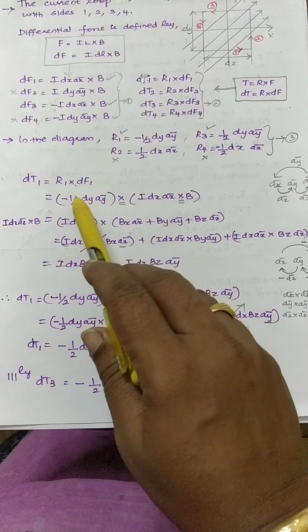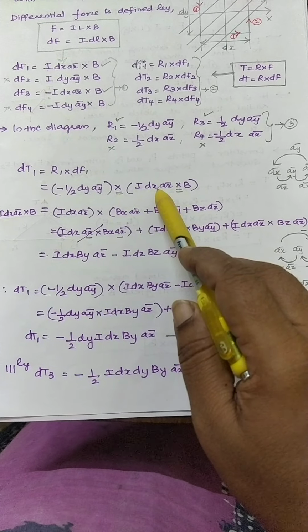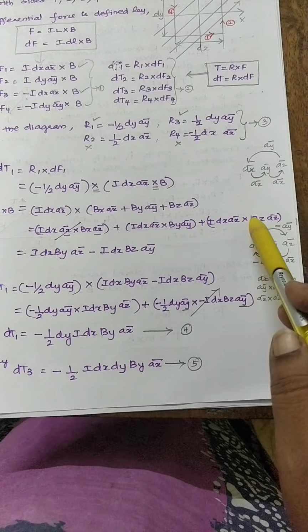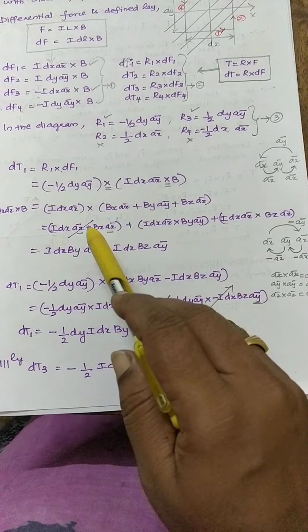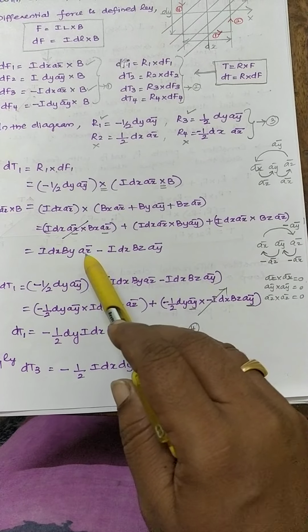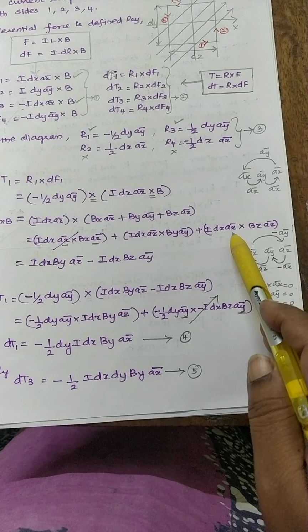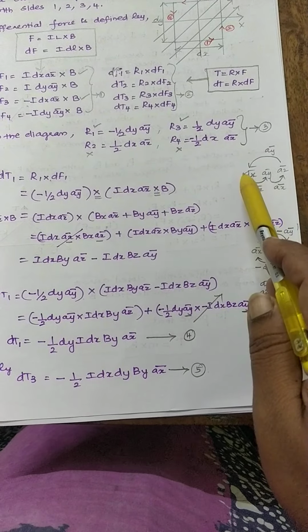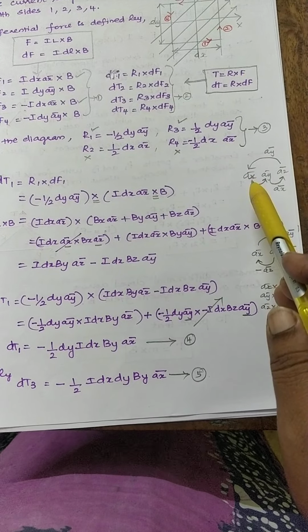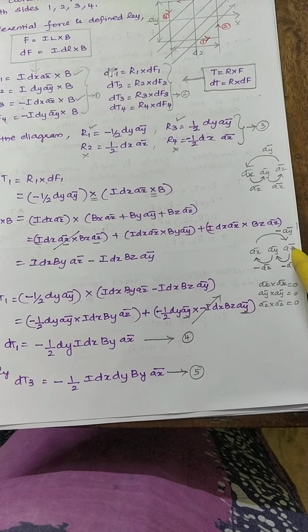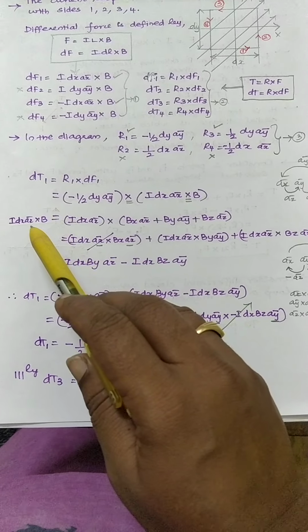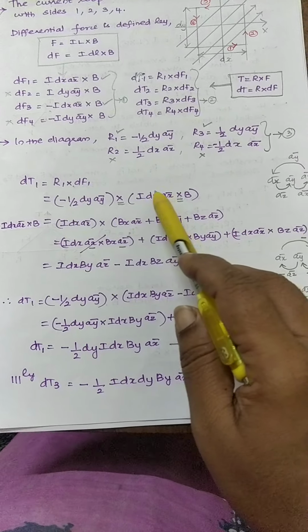So let me start substituting. Minus half dy of Ay cross bx of Ax plus by of Ay plus bz of Az. Expand this. Now Ax cross Ax is equal to 0. First term is vanished. Ax cross Ay is equal to Az. Whereas Ax cross Az you need to find out. So it is minus of Ay. Ax cross Az is equal to minus of Ay. That's what I have substituted here. First term I have identified.